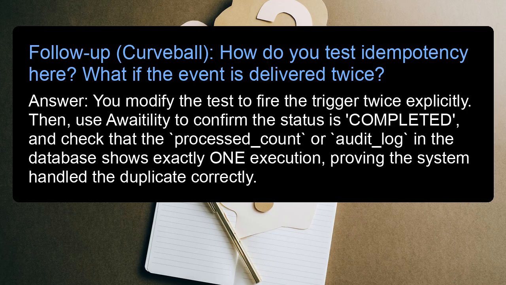Follow-up curveball. How do you test idempotency here? What if the event is delivered twice? Answer: you modify the test to fire the trigger twice explicitly. Then, use Awaitility to confirm the status is completed, and check that the processed_count or audit_log in the database shows exactly one execution, proving the system handled the duplicate correctly.